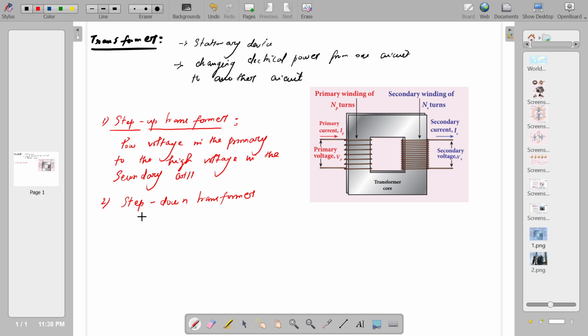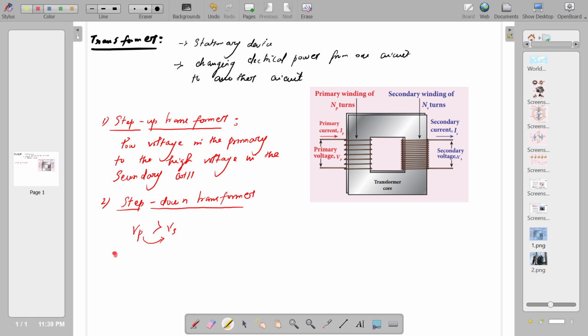So what is a step down transformer? One can ask. Suppose the primary voltage, we can call it VP, the primary voltage in the primary coil, is greater than the secondary voltage. That means it is converting the high voltage to the low voltage. That kind of transformer is called a step down transformer. So now we saw there are two kinds. Now we want to know what is the construction of the transformer.